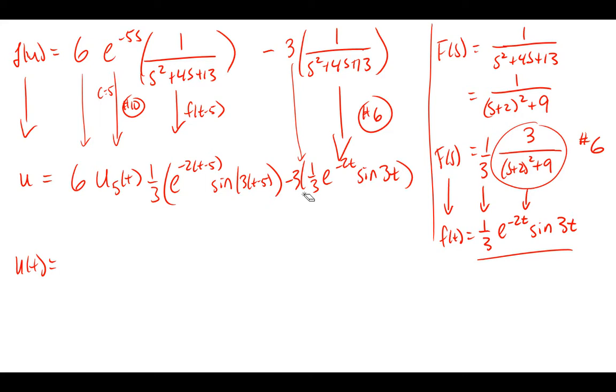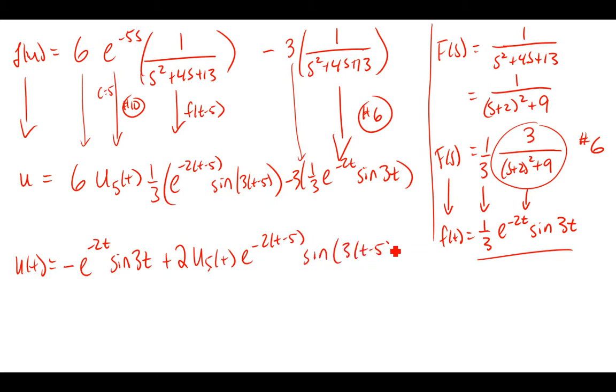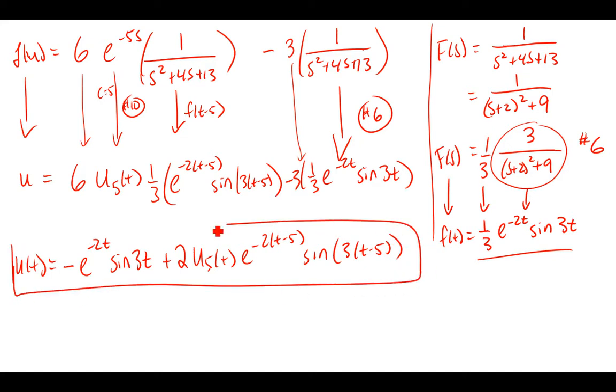So here's negative 3 times 1/3. That's just negative 1. So I really have negative e to the negative 2t sine of 3t. And then I have a little bit of simplifying here. That's 6, everything is multiplied here. 6 times 1/3 is 2. And it's plus 2 u5 e to the negative 2t minus 5 sine of 3t minus 5. Okay, so that's my actual answer.